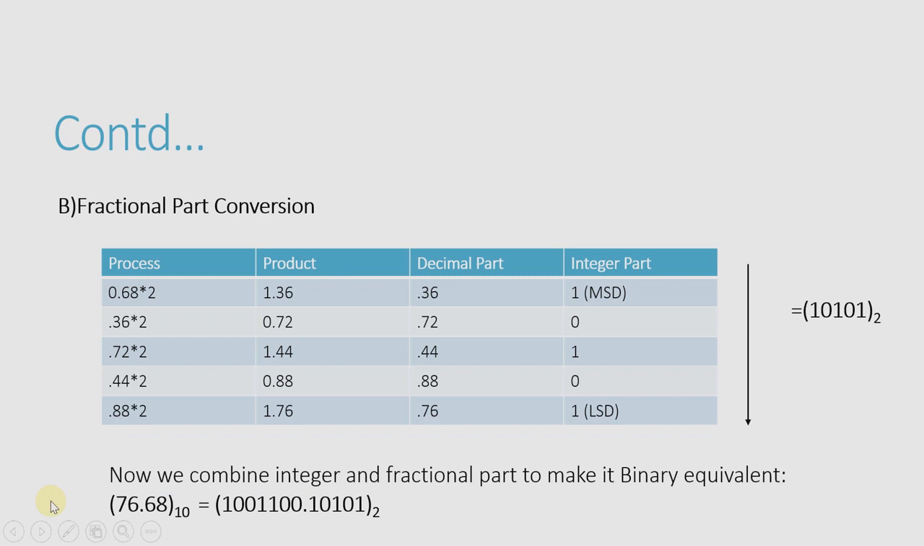So what you have to remember is, first you take the integer part and convert it according to the steps given. In the integer part you follow the process of division, whereas in the fraction part you follow the process of multiplication. In the integer part you write from downward to upward direction, and in the fractional part you write from the upward to downward direction. After you convert both separately, you combine both strings to make the binary equivalent. So this is our final result, that this decimal number is converted into the equivalent binary number.